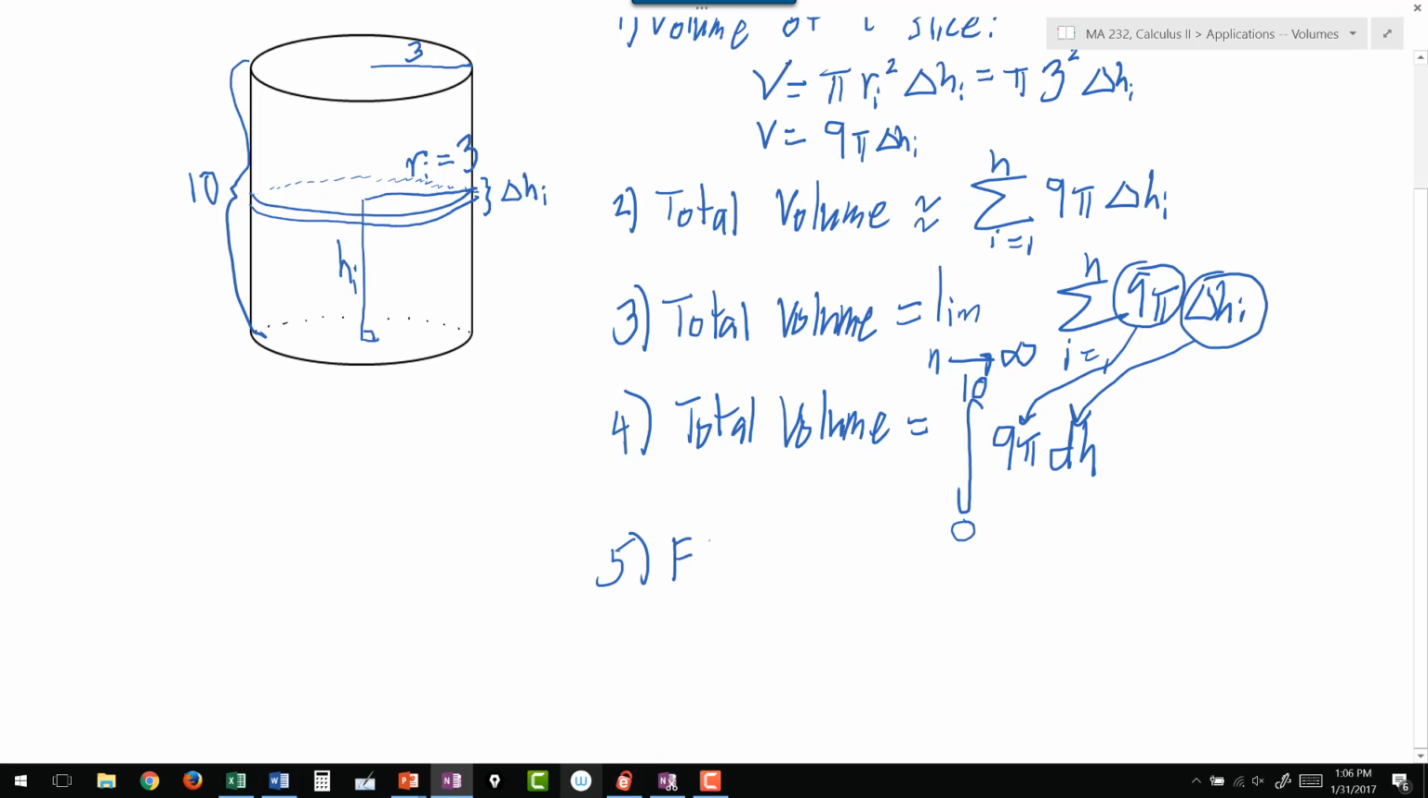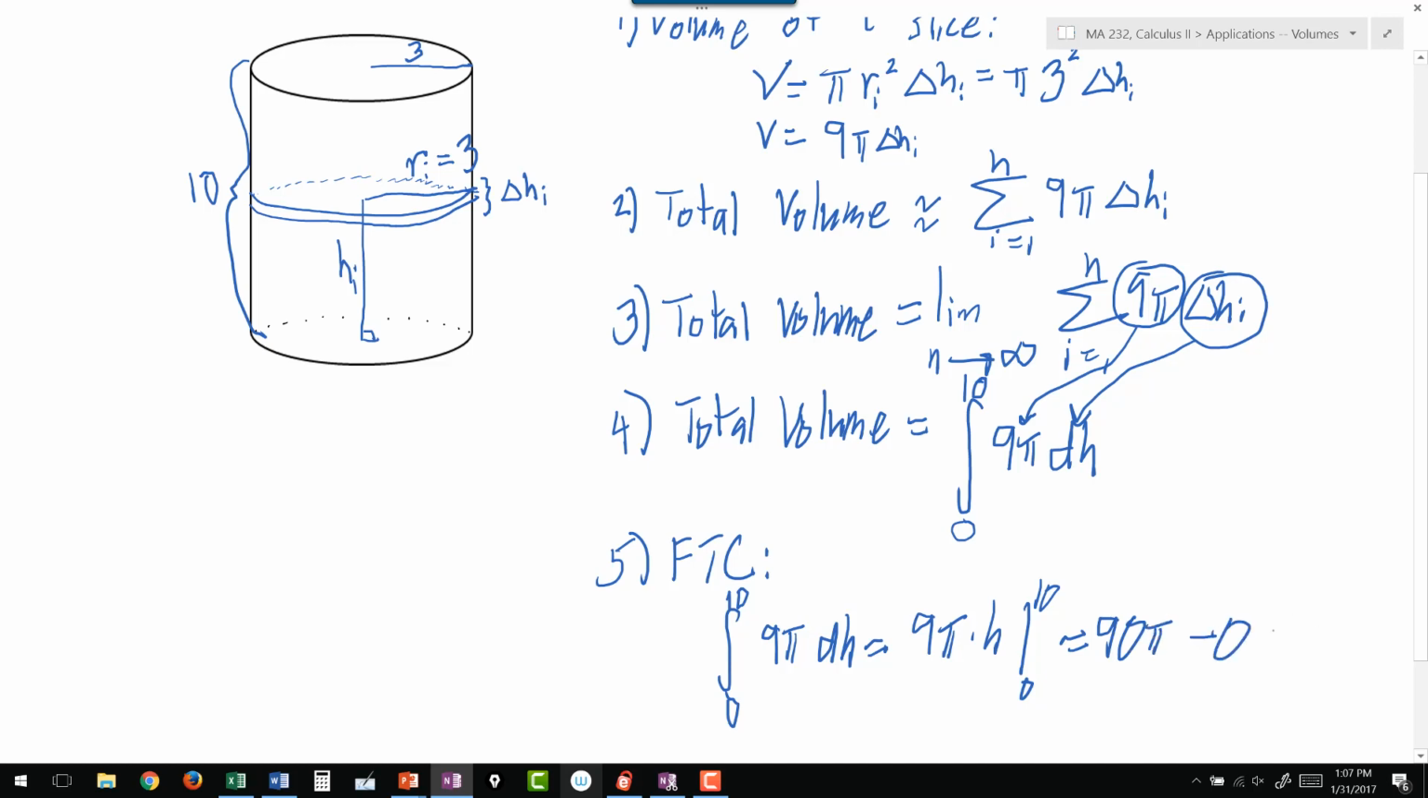We've set up our integral, and now we use the fundamental theorem of calculus to evaluate it. The integral from 0 to 10 of 9 pi dh would be 9 pi times h, evaluated between 0 and 10. That would give me 90 pi minus 0, or 90 pi. And note, this is the same volume we determined by using the formula for the volume of the cylinder at the outset.